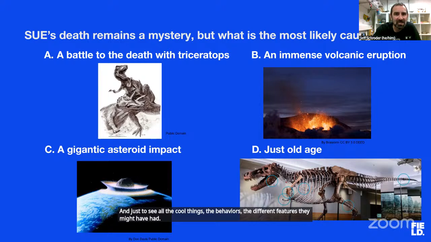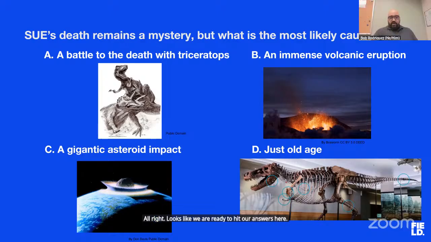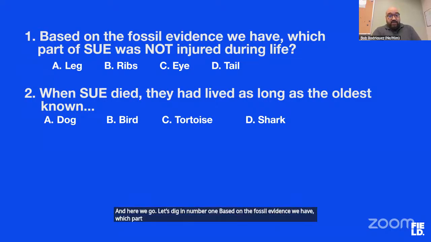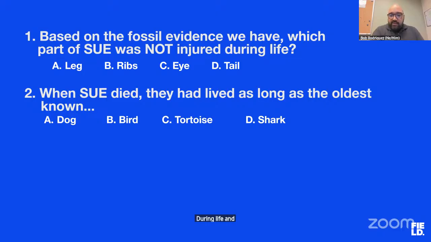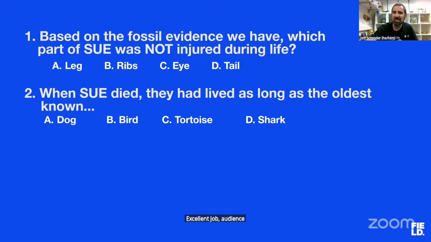All right, looks like we are ready to hit our answers here. All righty, let's knock this poll out here. We're going to end it, and here we go. Let's dig in. Number 1, based on the fossil evidence we have, which part of Sue was not injured during life? And right now we're looking at C, the eye. Most of us are saying the eye. Excellent job, audience. You are correct. We talked about these. You were listening once again.